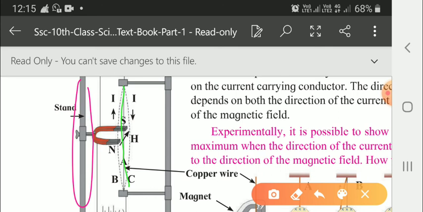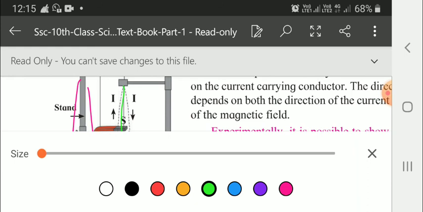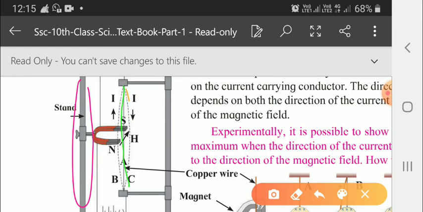Then whenever the current flows from top to bottom, the wire bends and comes into the position of C. So you can see here, now this is the C position. I'll show with a different color. This is the C position, here it comes.